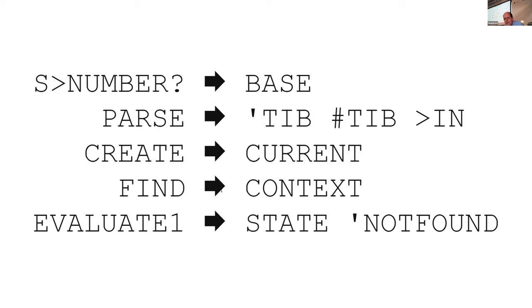Parse finds boundaries to the next word and updates the in pointer and so on, reading from the translation input block. Creation of a word is a little bit more complex than one line, just because you have to hook things into place and build up the dictionary structure. And then finding a word, similarly, because it involves string comparisons and so on, it's nice to have that as a high-level word. And then those four words are used to implement evaluate one based on the current state.